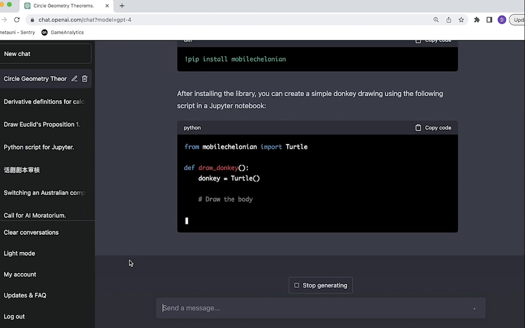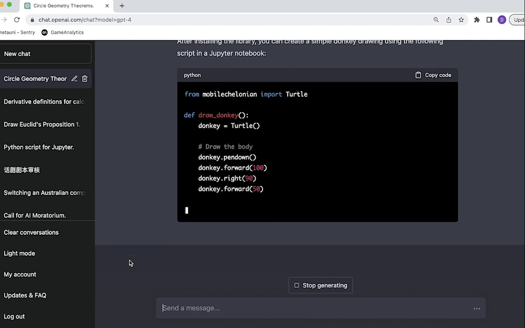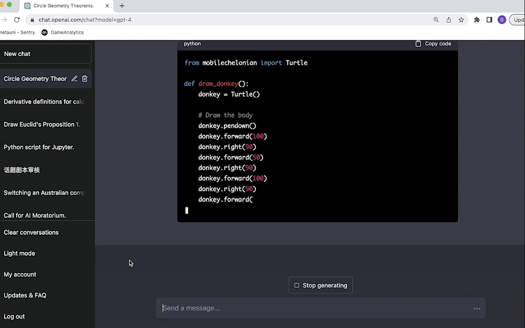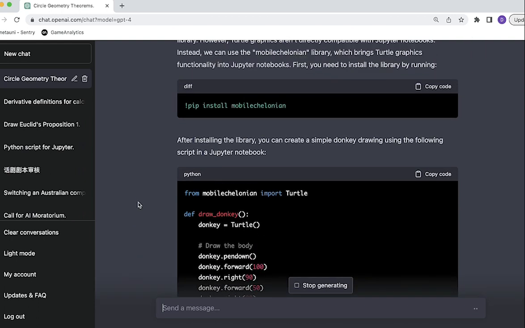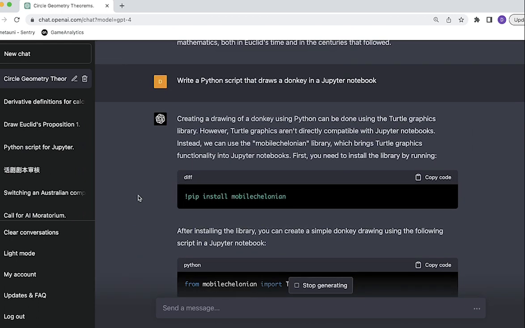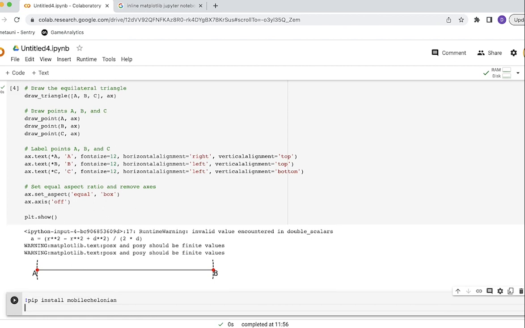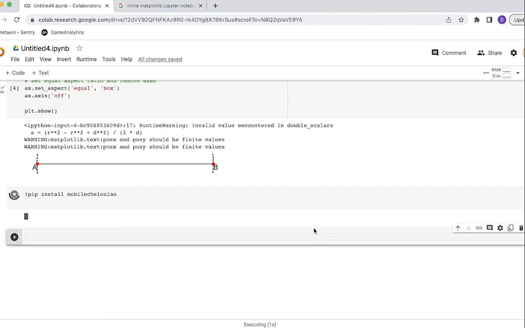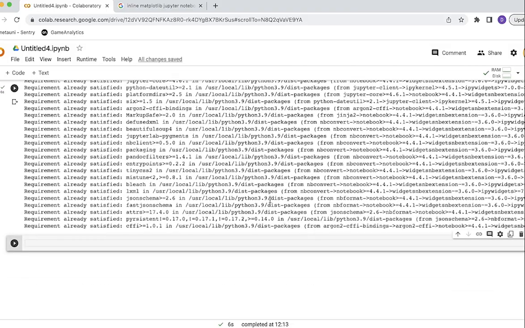Yeah, they seem to like Turtle. That's so funny. Turtle with a capital T. I missed your query. What did you try to get it to do? I just asked it to draw a donkey using Python. What the hell is this library? That's interesting.